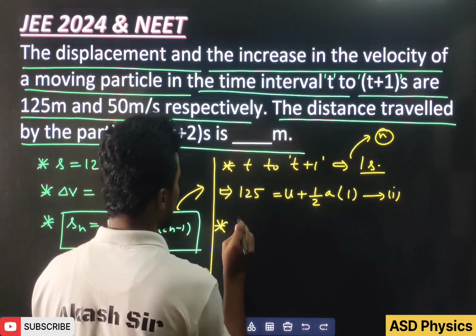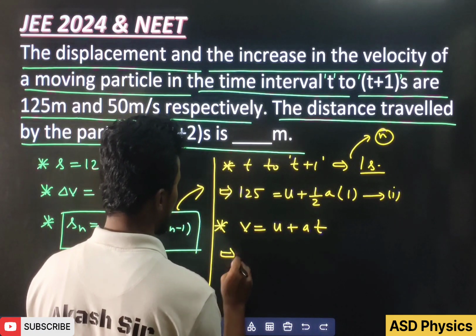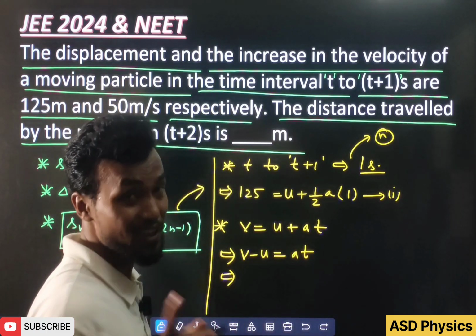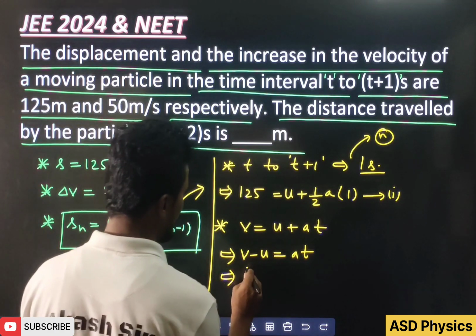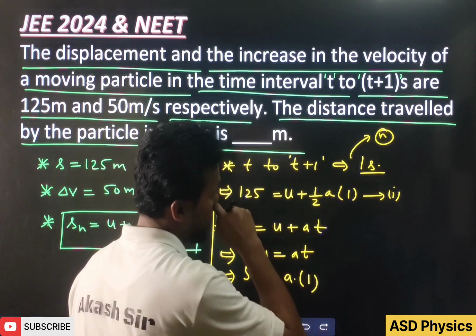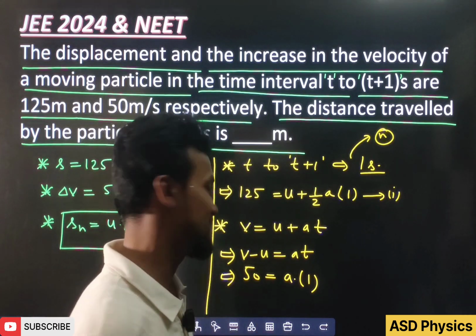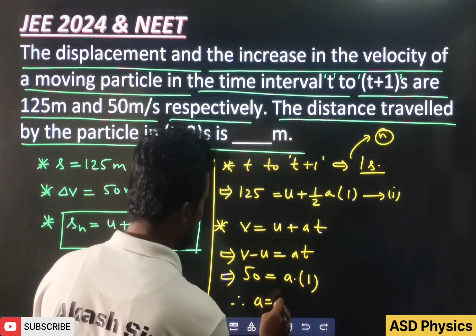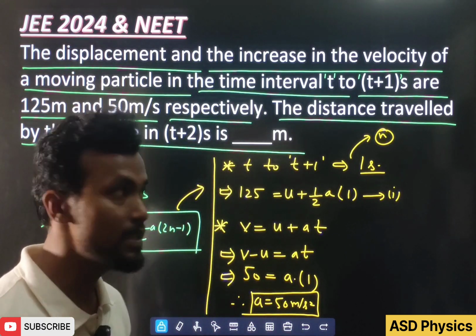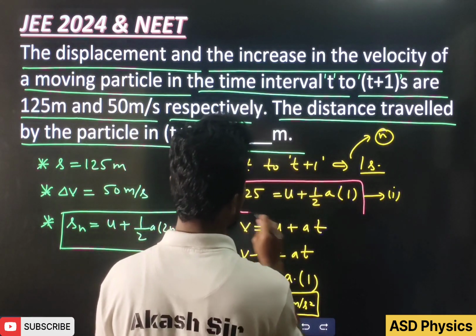Now again, if I use v equal to u plus at, I can write v minus u equal to at. Change in velocity, how much is given here? Kindly see, 50. So 50 is equal to a into time. Here it is a t, because the time interval is 1 second. So what will come here, students? This a will come as 50 meter per second square. If this value I put, you put a as 50 here.